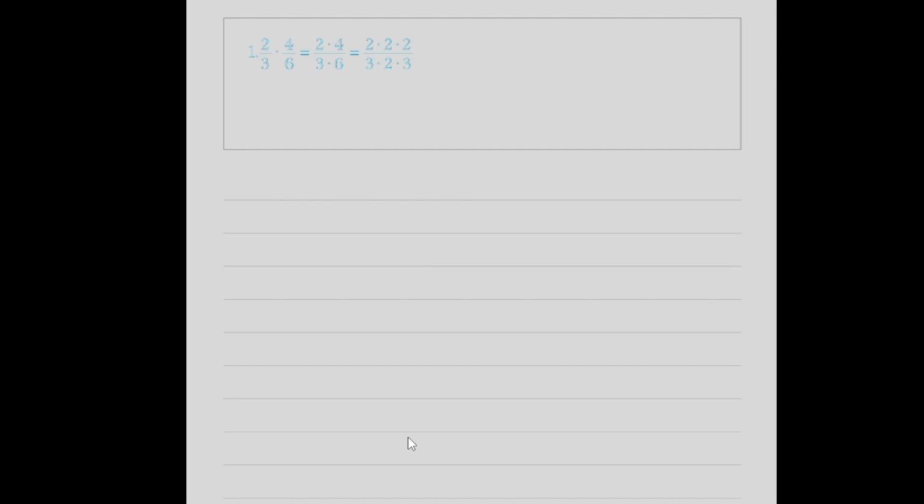2 times 2 times 2 over 3 times 2 times 3. And now after you write it like this, you reduce the resulting fraction to the lowest terms. You see up you have a common factor 2, and down you have a common factor 2. That means I will delete this 2 and once again 2, and the answer will be 2 times 2 over 3 times 3. That will be 4 over 9, and that's our answer.